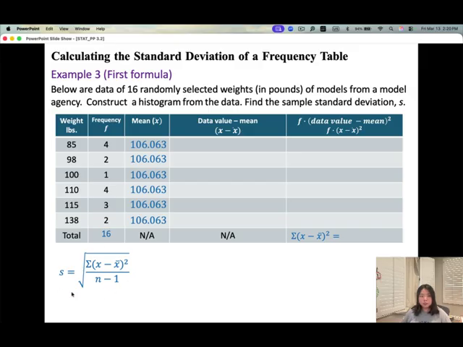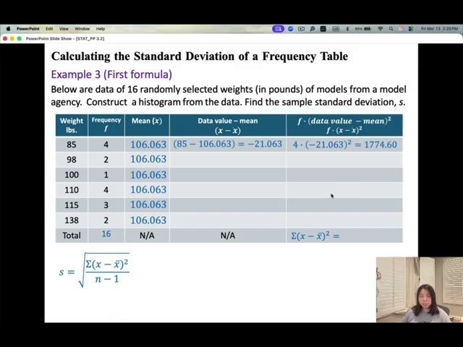Now we'll be using the first formula to find the sample standard deviation. So first, we're going to use the data value minus the mean, x minus x bar here. The data will be 85 minus the mean. And then you take the square of this and multiply by the frequency. Okay, frequency times the data minus the mean, squared. One more time: frequency times the square of this.